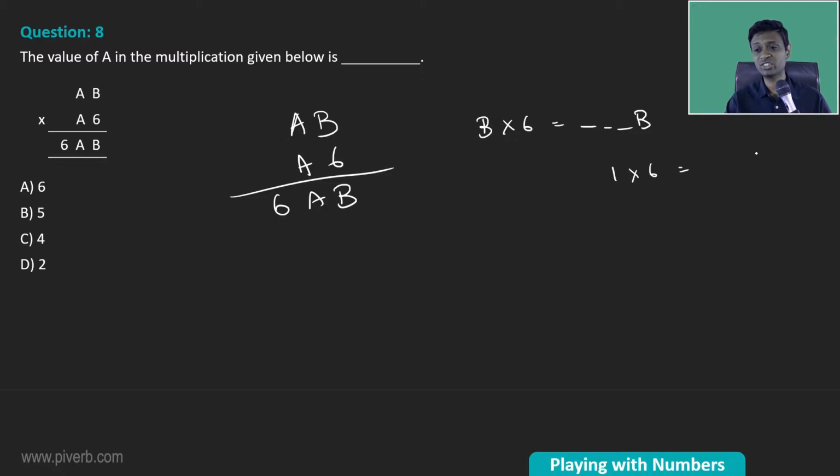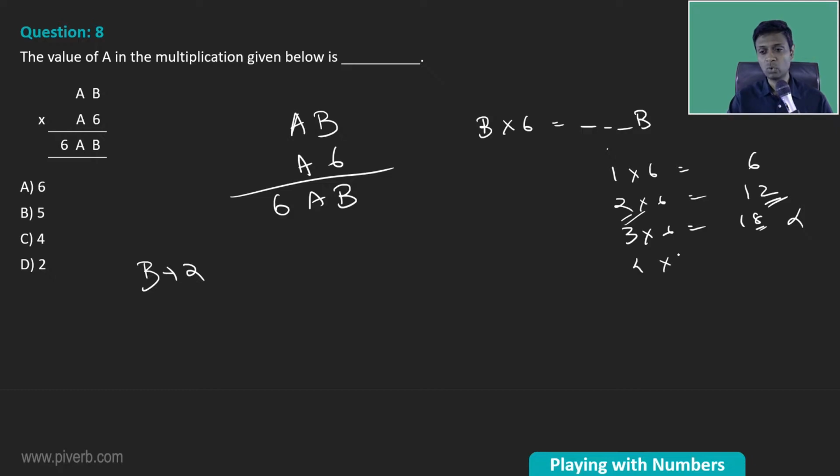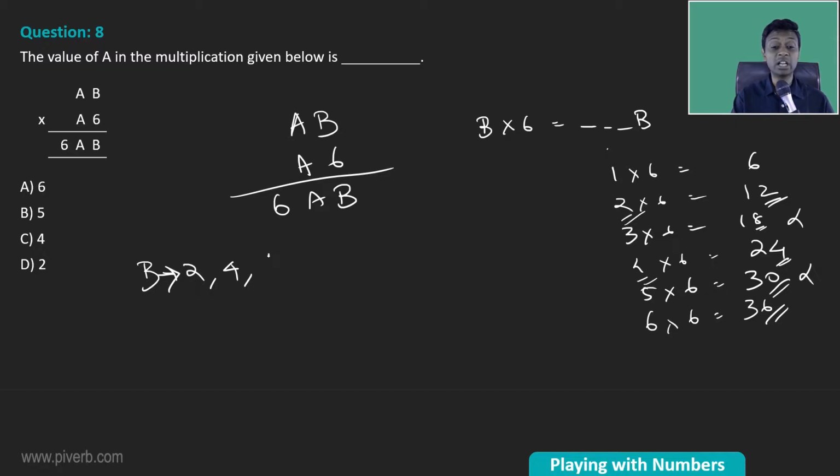1 into 6 ends in 6, so it's not 1. 2 into 6 is 12, ends in 2, so it could be 2. B could be 2. 3 into 6 is 18, not 3. 4 into 6 is 24, it could be 4. 5 into 6 is 30, doesn't work. 6 into 6 is 36, that is a possibility. It could be 6.